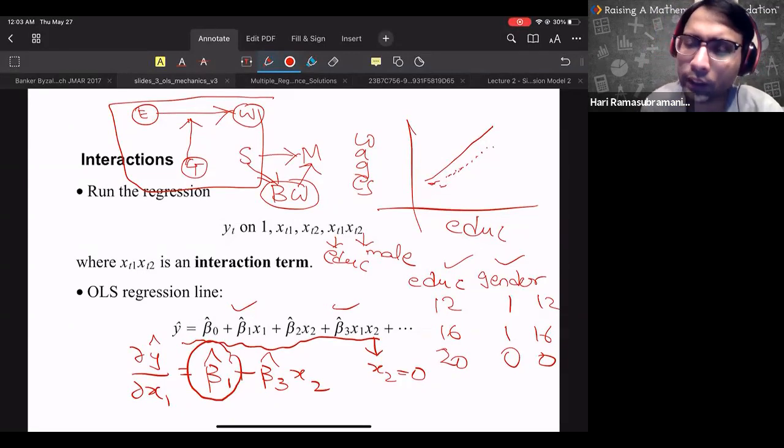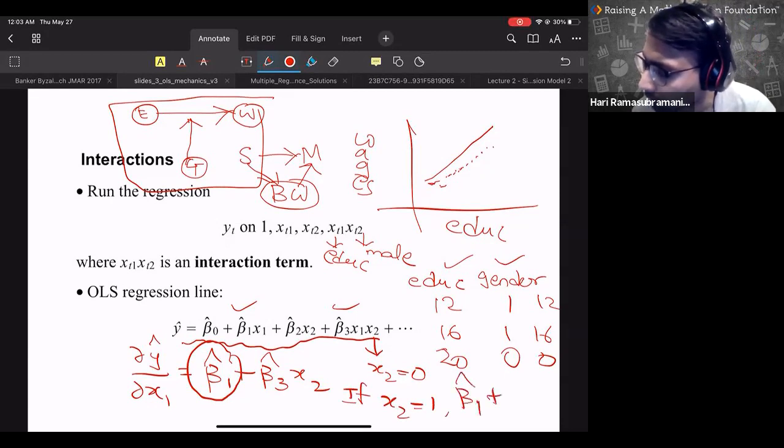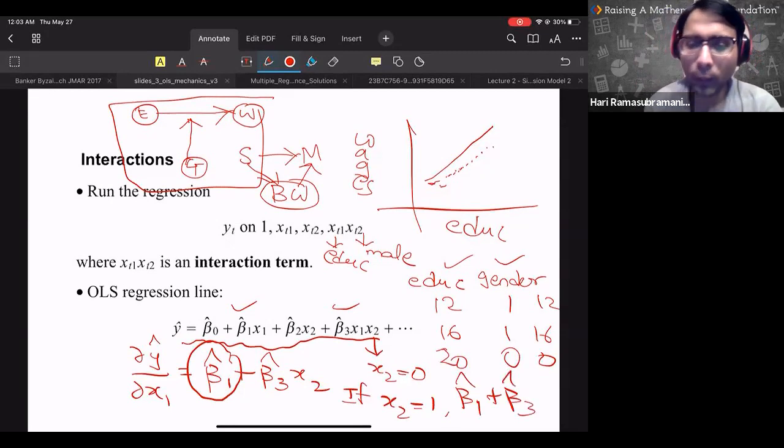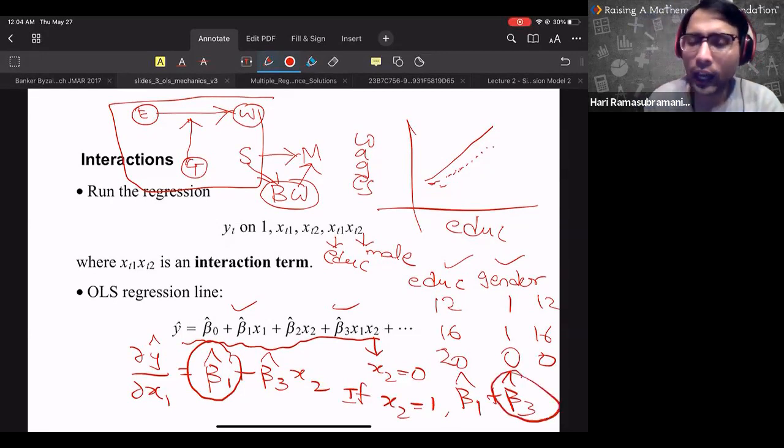Now, what is the other possibility for x2? If x2 is 1, then the effect of education on wages is beta 1 hat plus beta 3 hat. So what is the effect of education on wages for females? It is beta 1 hat. What is the effect of education on wages for males? It is beta 1 hat plus beta 3 hat. So what is beta 3 hat measuring? Beta 3 hat is measuring the difference in the effect of education on wages for male versus female.